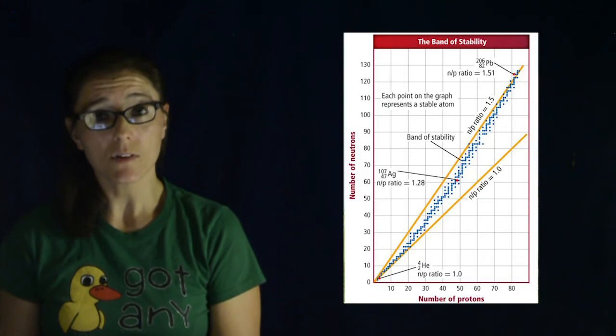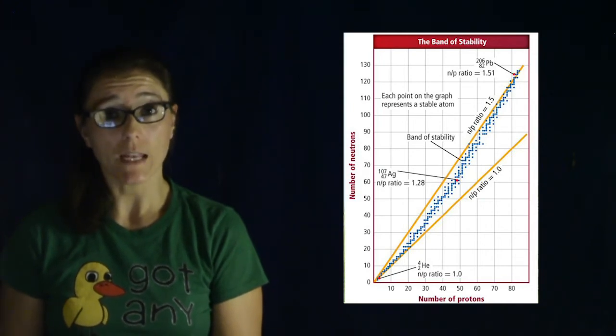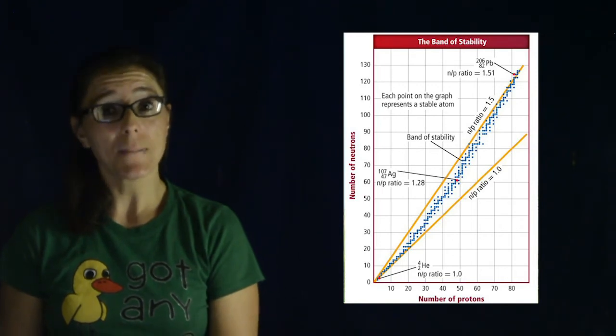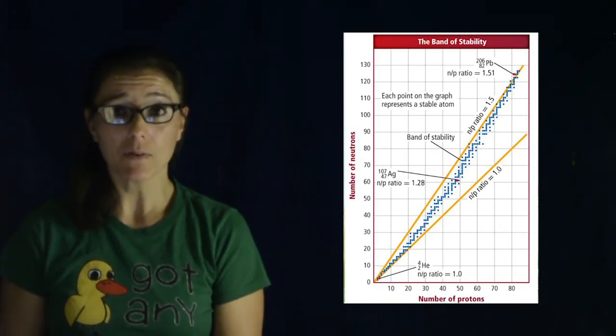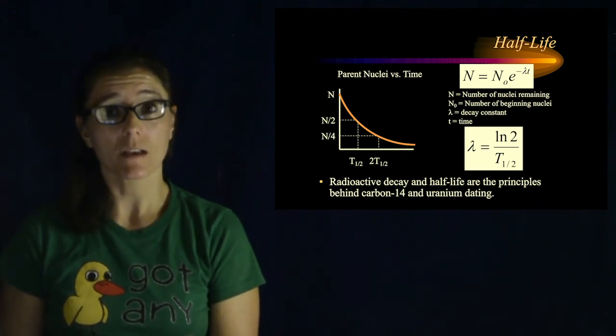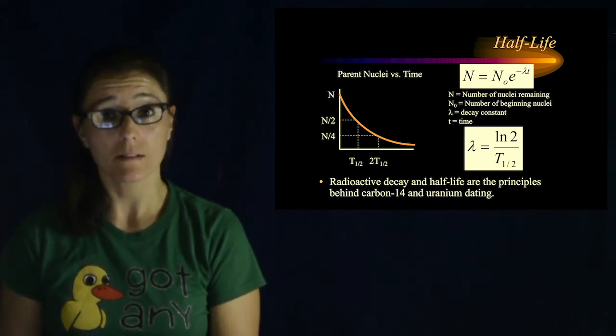Whether or not an individual nucleus is going to give off a radioactive particle is actually a completely random event. But it turns out that we can predict with reasonable certainty when half of the particles in a radioactive substance are going to decay.